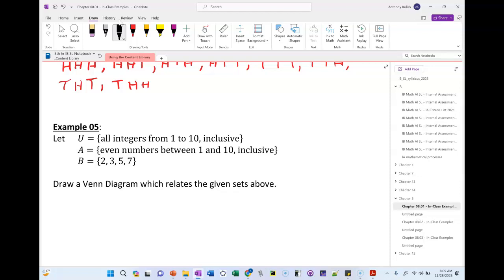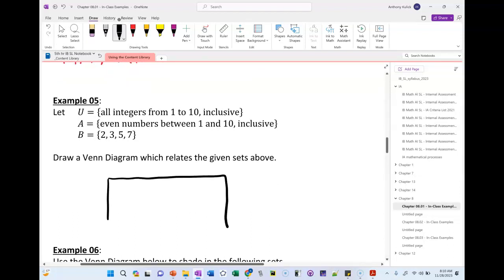So here we have all the integers from 1 to 10 as our universal set. When I say inclusive, what's that mean? Including the number 1 and the number 10. Everyone's okay with that? A is the even numbers between 1 and 10 inclusive, and B is the set 2, 3, 5, 7. Anyone recognize that set? Those are the primes, prime numbers between 1 and 10.